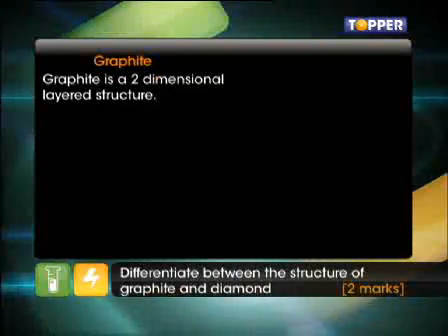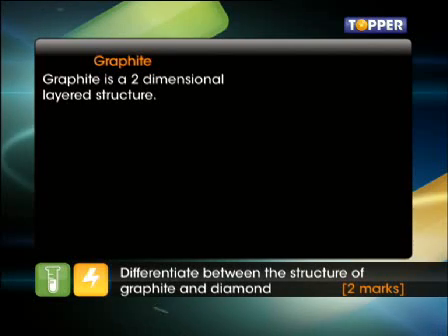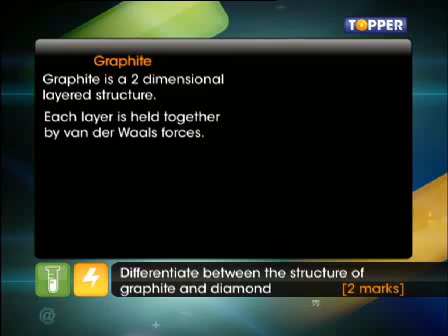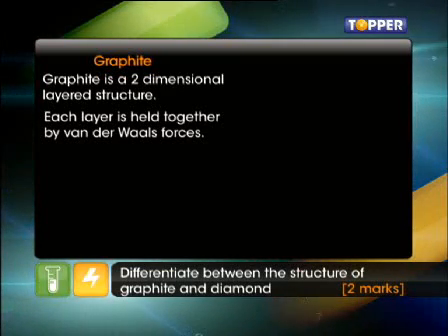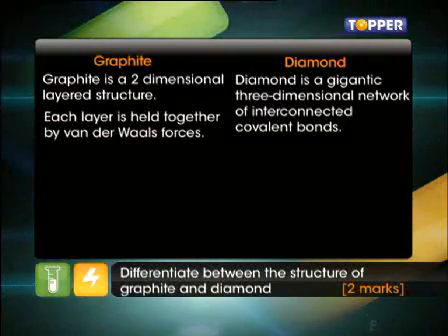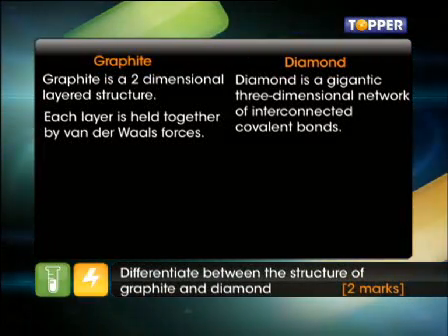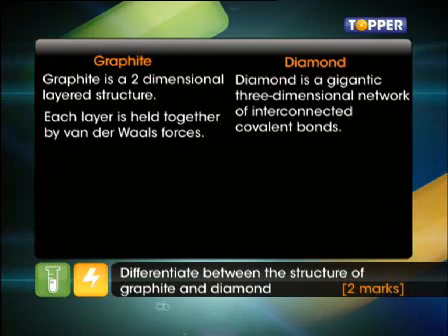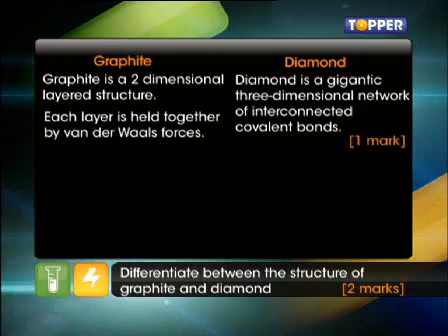The first point will be that graphite is a 2-dimensional layered structure in which each layer is held together by van der Waals forces. Diamond, on the other hand, is a gigantic 3-dimensional network of interconnected covalent bonds. This difference will fetch you 1 mark.